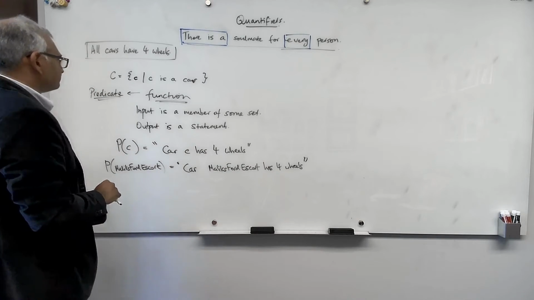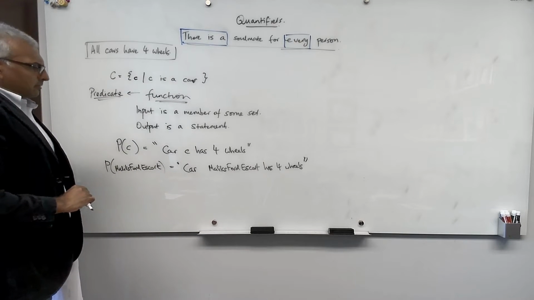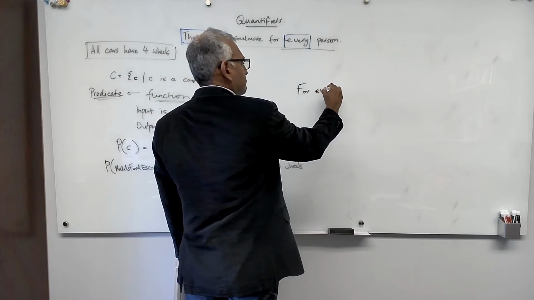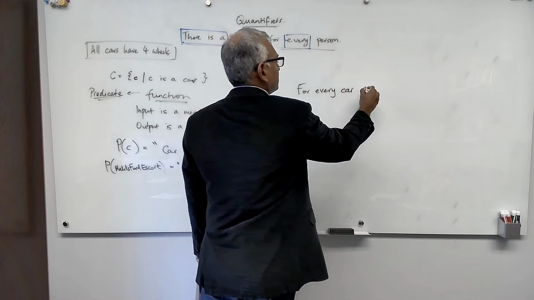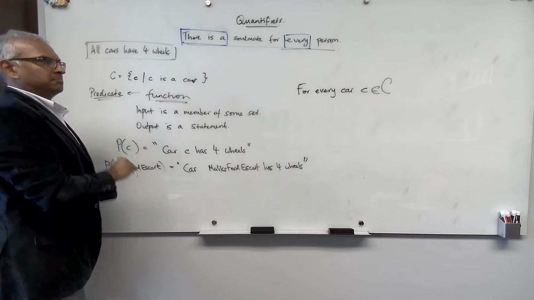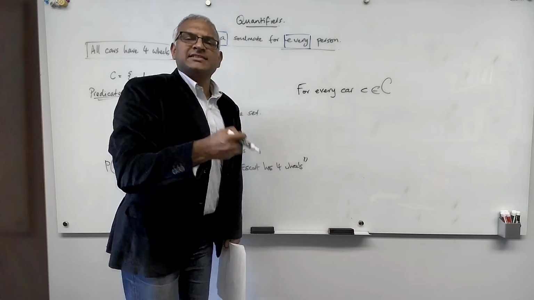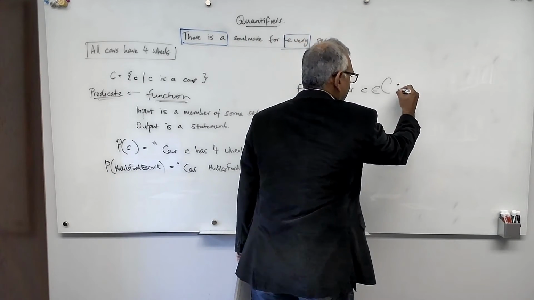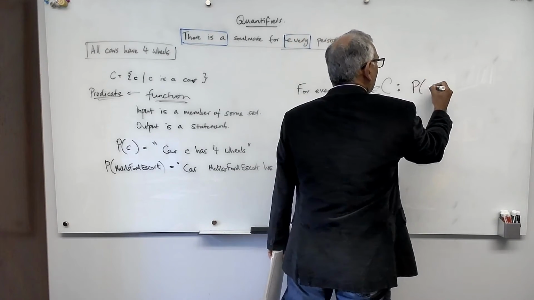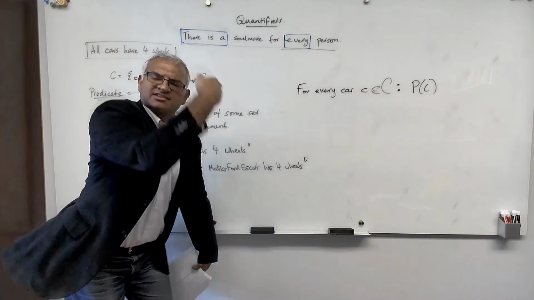Now, all cars have 4 wheels. One way to say that is: for every car c that's in the set big C, and we'll use a colon to abbreviate "it is the case that," we're going to assert P of c. In parentheses, you can think of this as saying P of c is true. So we're asserting P of c.